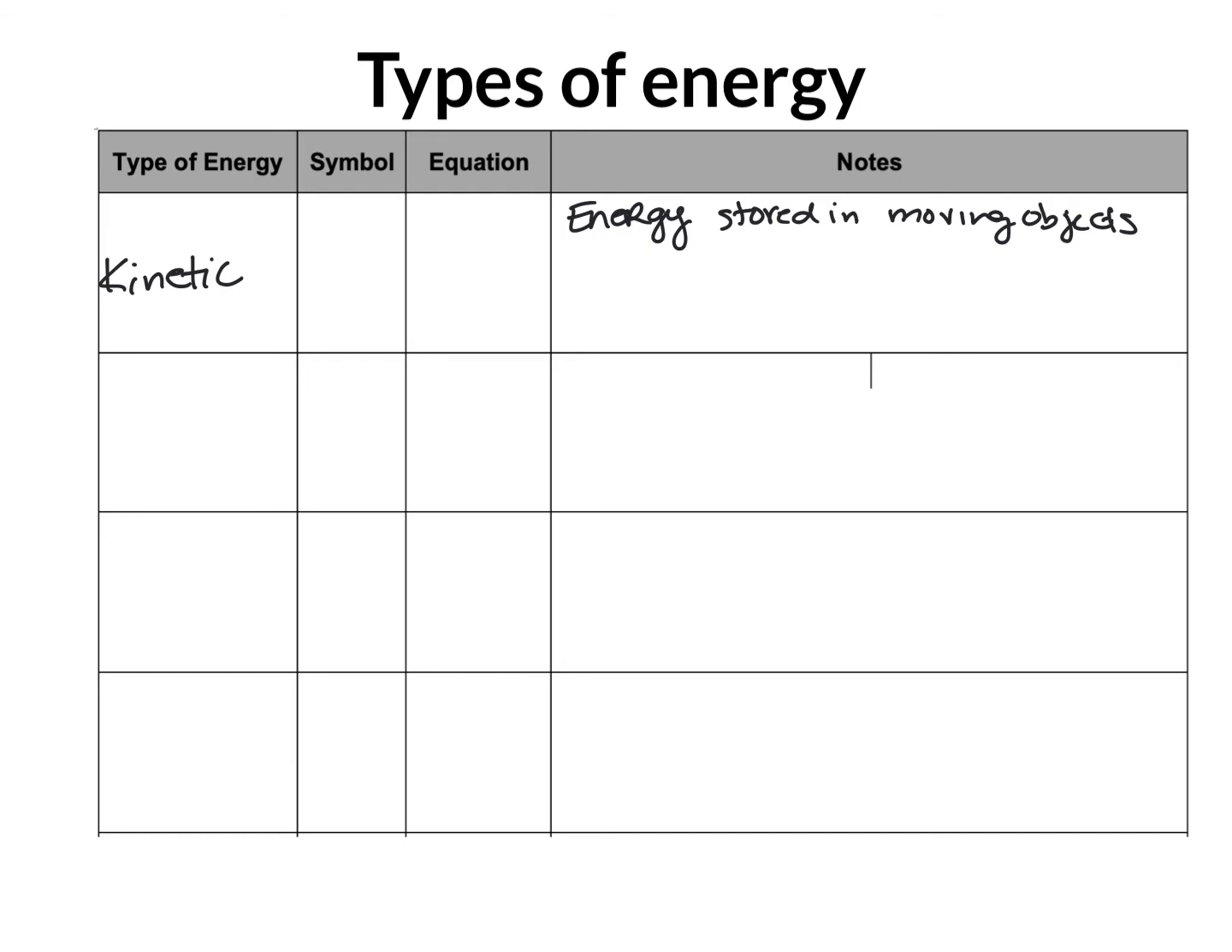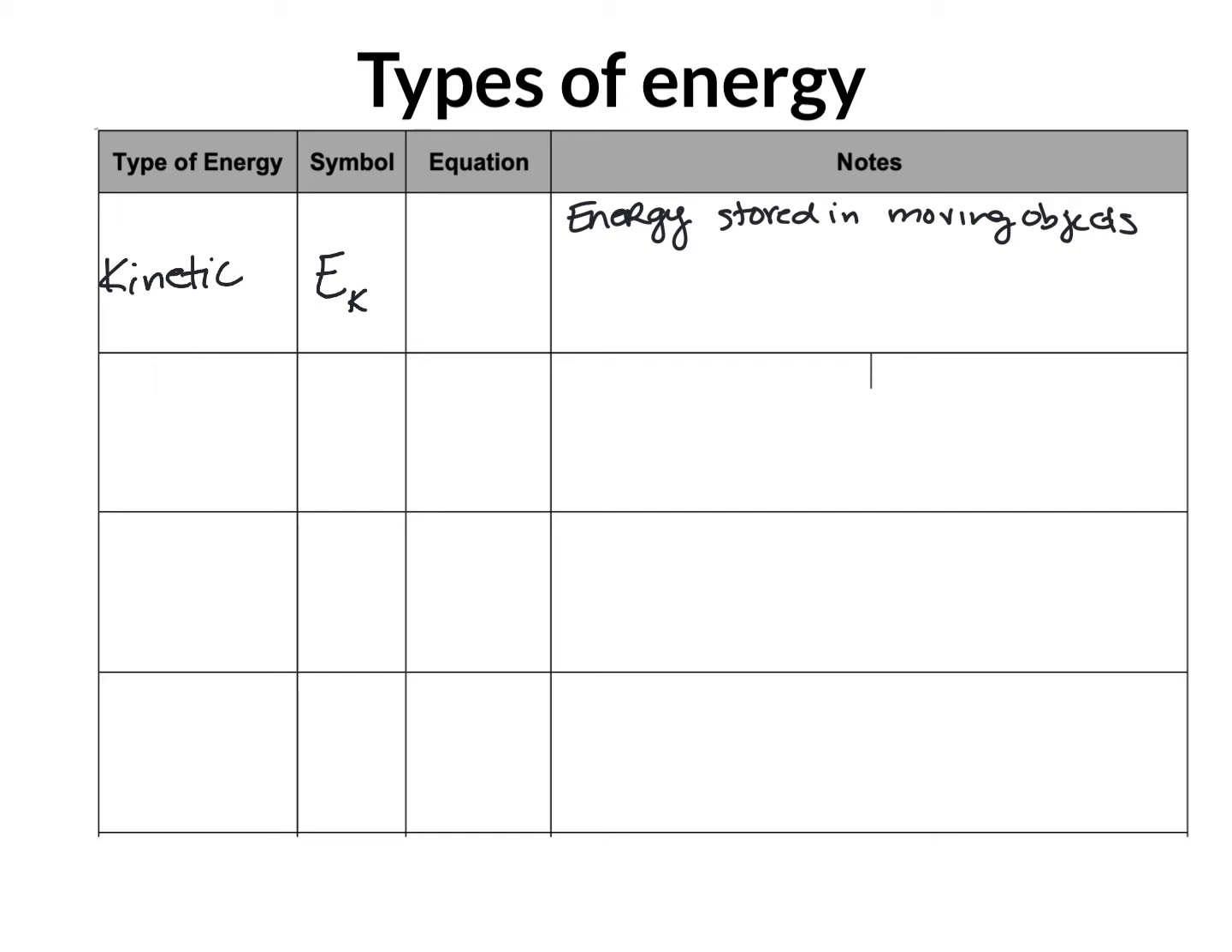We have a symbol for all of these types of energy. Just like with forces, we always use the symbol F for a force. So for energy, we will always use E, and then we use a subscript down below to say what kind of energy. So EK will be kinetic energy. And the equation column, we're going to leave blank until we get further along.